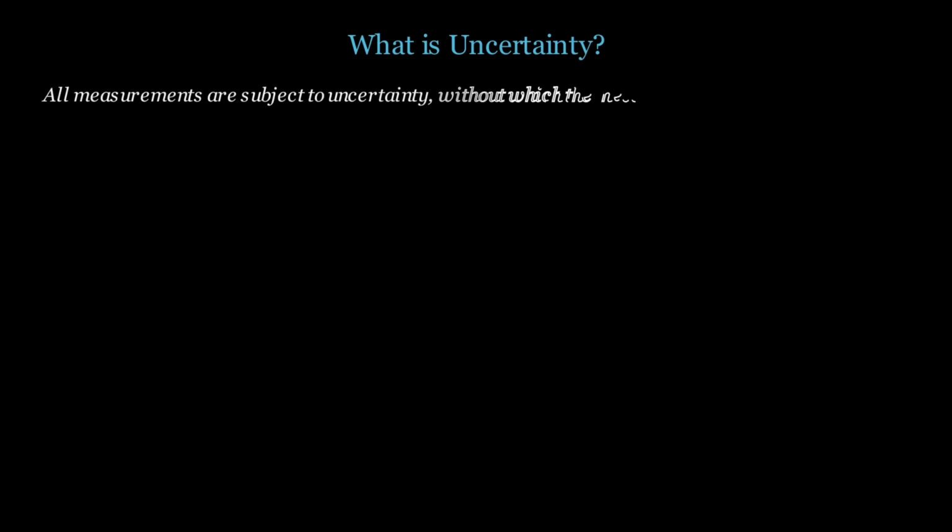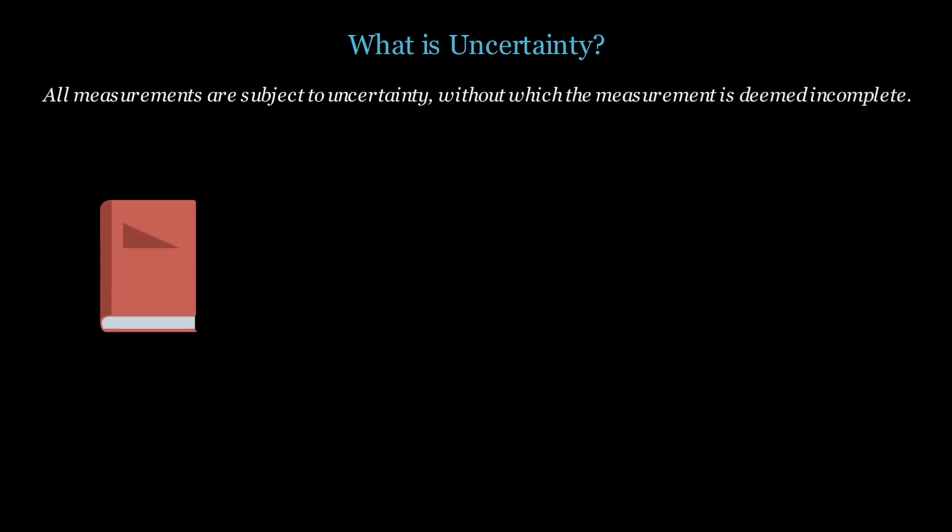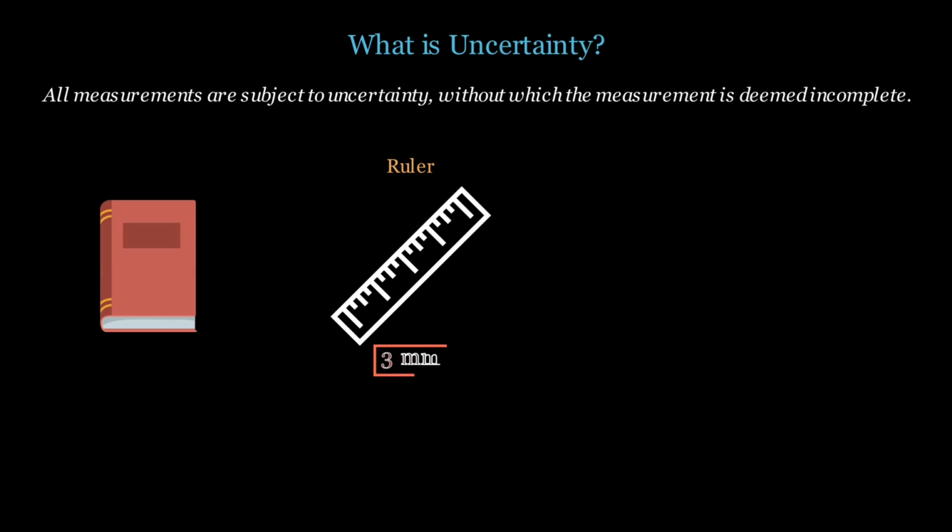So, what is uncertainty? Any physical measurement we make has to come along with the knowledge of its uncertainty, that is, the range within which the true value is likely to lie. Suppose we measure the thickness of a book with a ruler and get 3 millimeters. Is it really 3 millimeters? Not quite. The real value could be 2.85 or 3.11 millimeters.